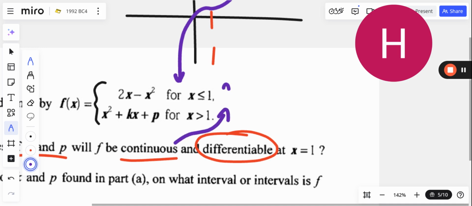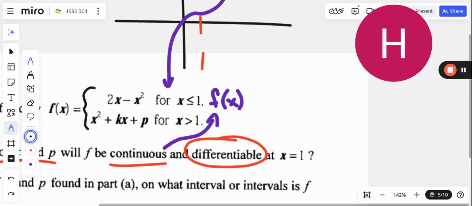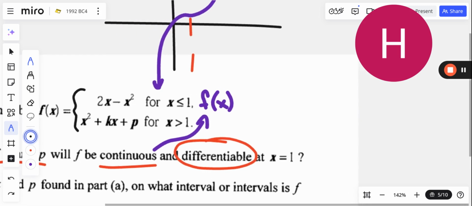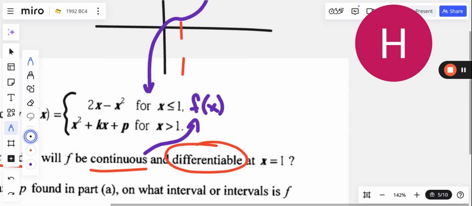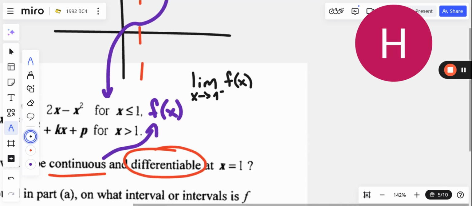f of x has to be the same on both sides. So basically, both pieces need to be equal when x equals whatever that breaking point is, 1. We're going to check the limit as x approaches 1 from the left, and we're going to see that that is equal to the limit as x approaches 1 from the right.